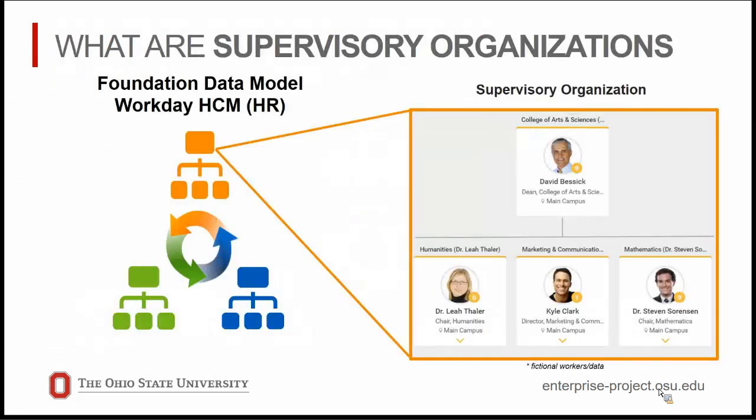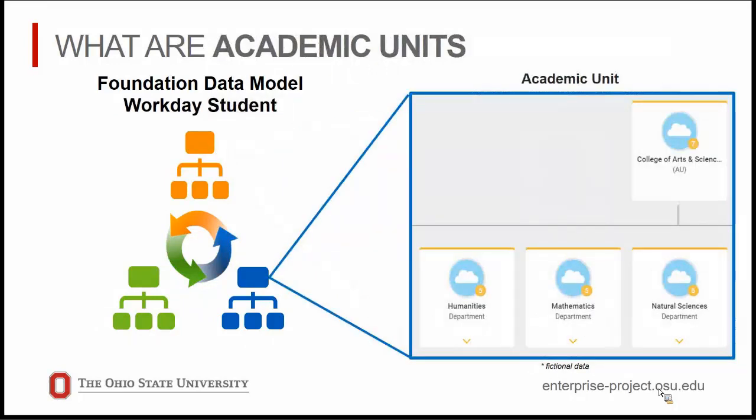So supervisory org is truly who reports to who. Who is my manager? Academic units, it really brings our departments together. So we would have the college has departments. Within those departments, there are courses that take place. So it's truly that whole academic unit structure.